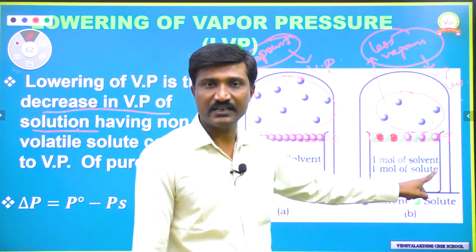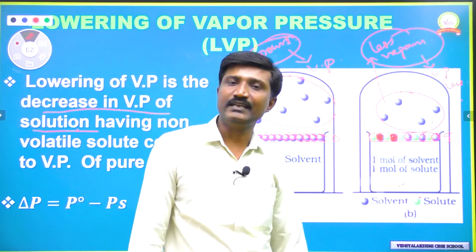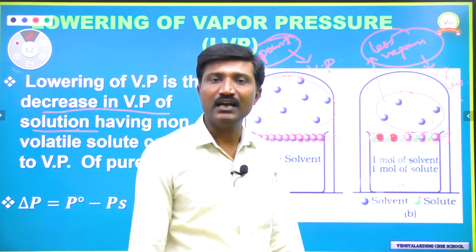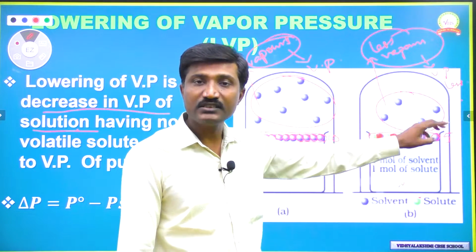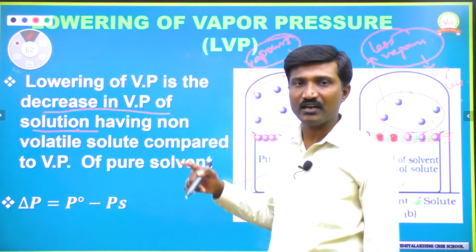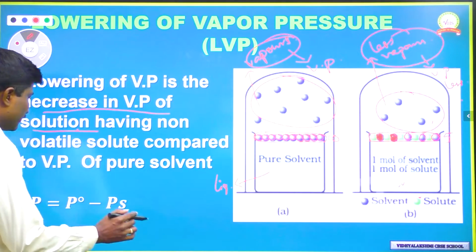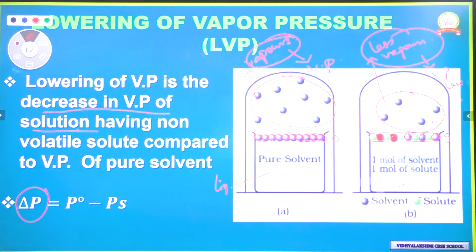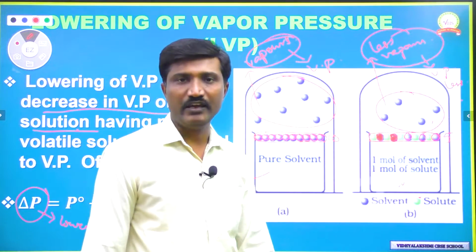Since vapor pressure depends on the number of solute particles in the solution, we say that vapor pressure is a colligative property of the liquid in the solution state. Since the vapor pressure is decreasing, we express that decrease in terms of lowering of vapor pressure. We represent the lowering of vapor pressure with delta P, so delta P indicates lowering of vapor pressure.